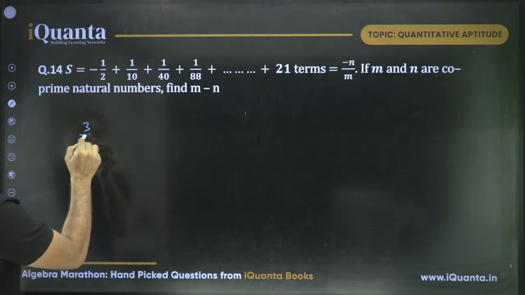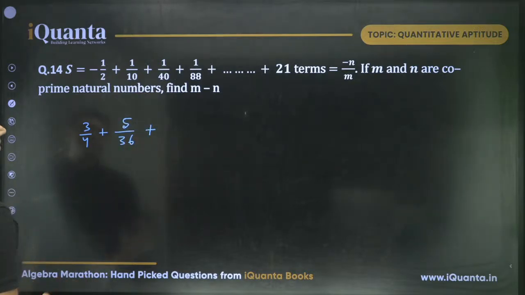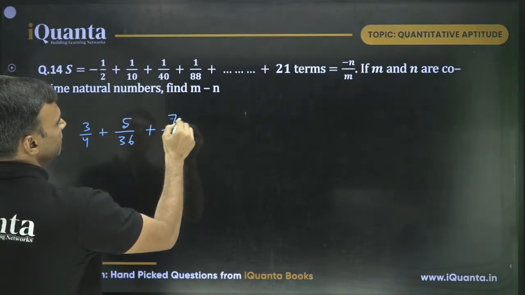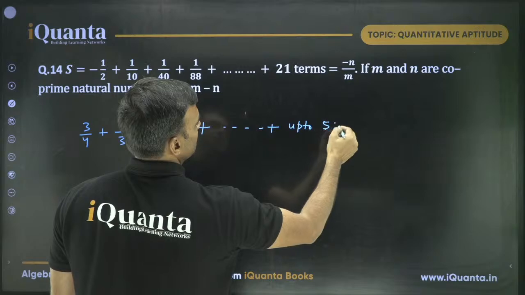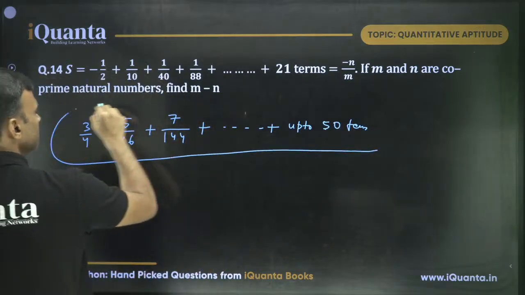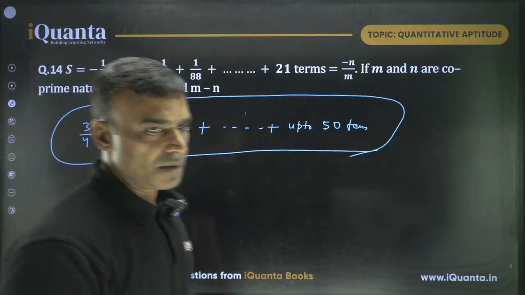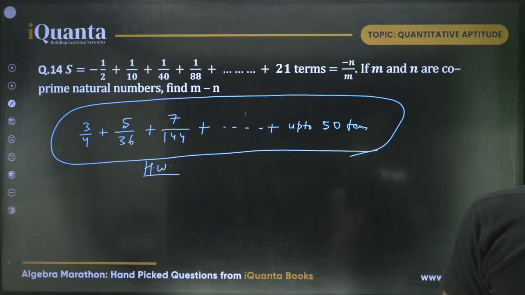3 by 4 plus 5 by 36 plus 7 by 144, and up to 50 terms. Very easy question, but it will not be directly solvable. So this is your homework. Note it down and just tell me if you have noted it. So we proceed to the next question. We have 5 more questions after this. Have you noted it down?